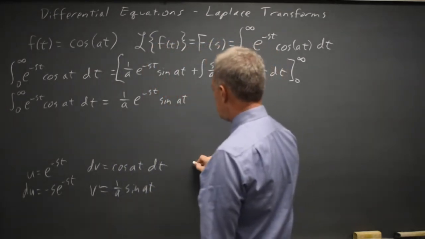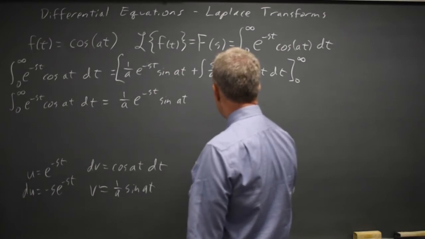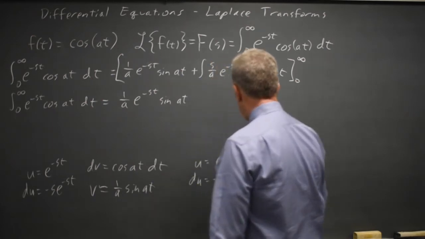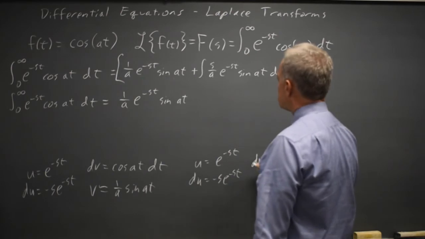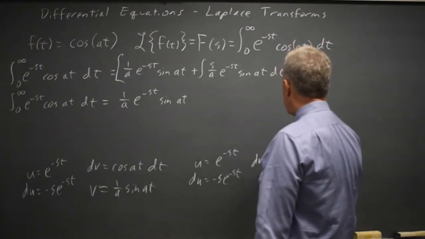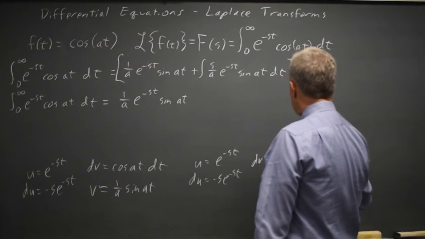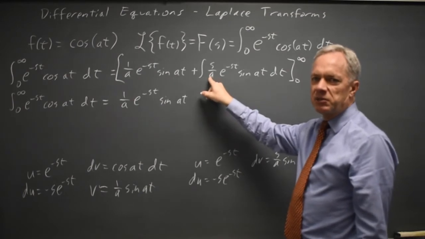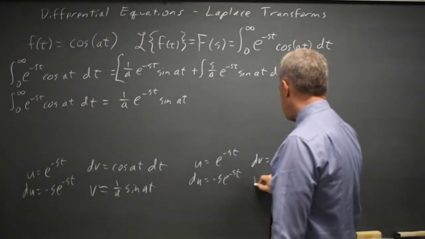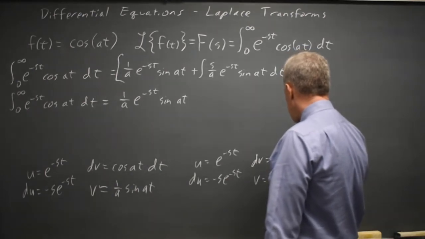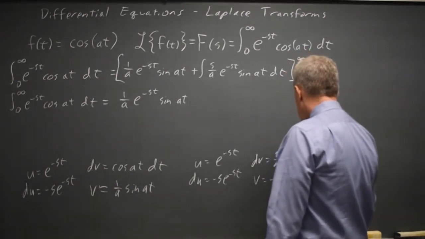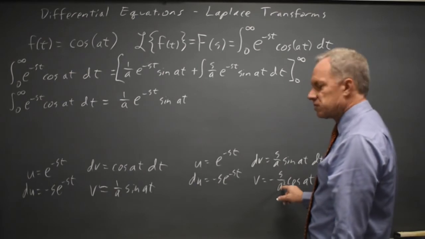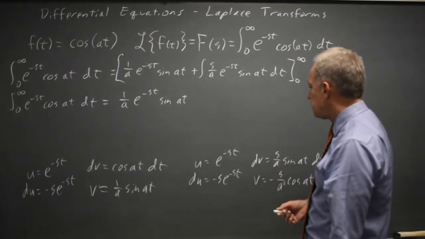So parts, I'm going to have u equals the exponential again, e to the negative st. So du is negative s e to the negative st. And dv equals the trig function. I'm going to keep the coefficient with it, s over a sine at. And I put the coefficient inside my integral because I'm less likely to forget to distribute it if I do that. So v is negative s over a squared cosine at. Derivative of negative cosine is positive sine. Chain rule gives me an a that cancels one of the a's from a squared to just give me a denominator of a, so that's correct.